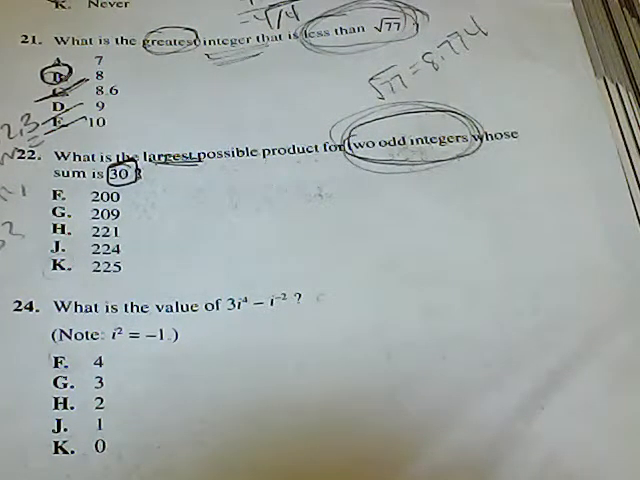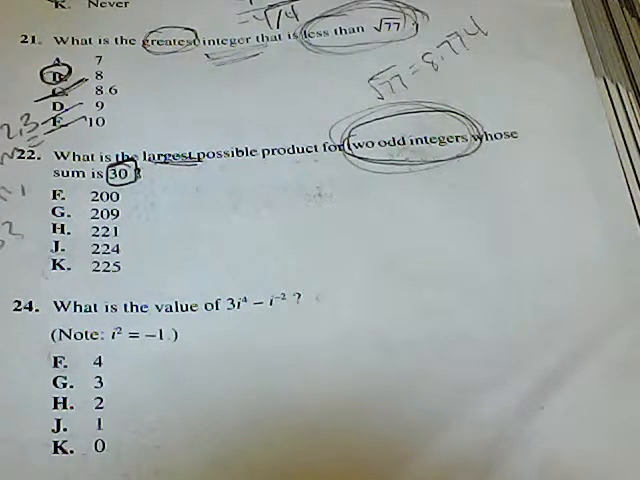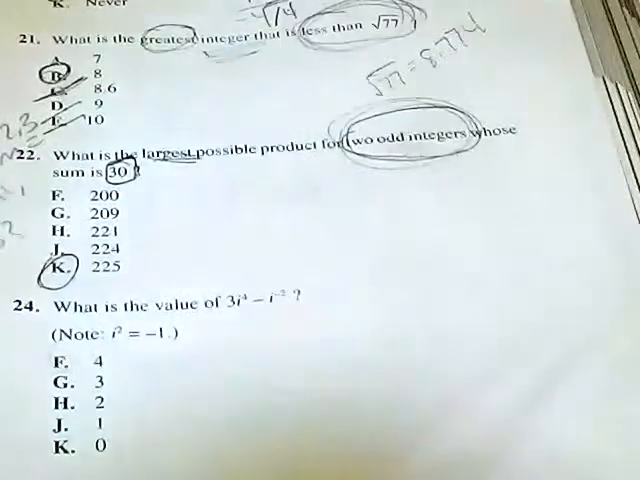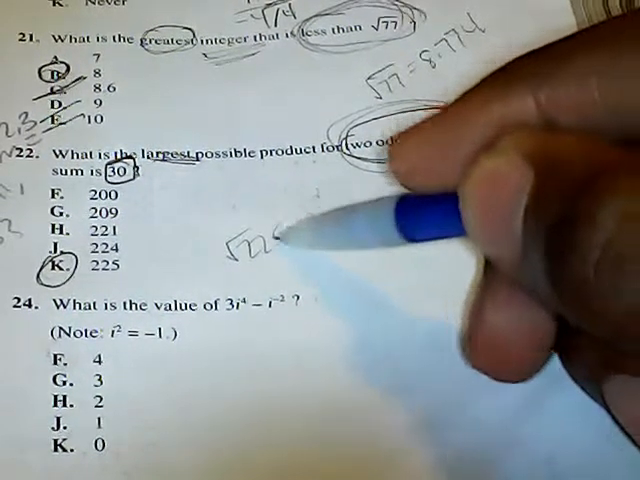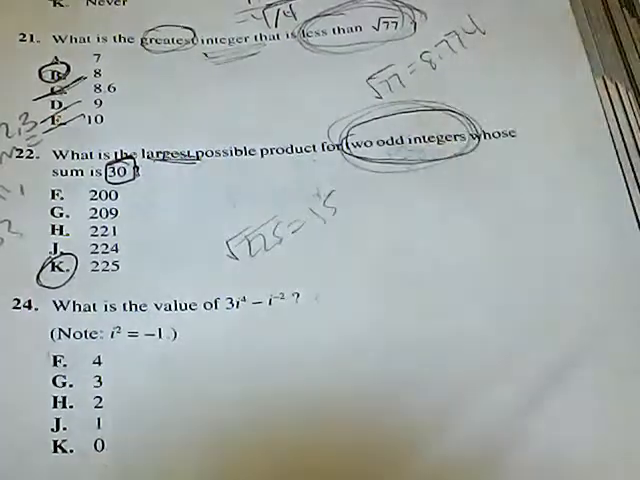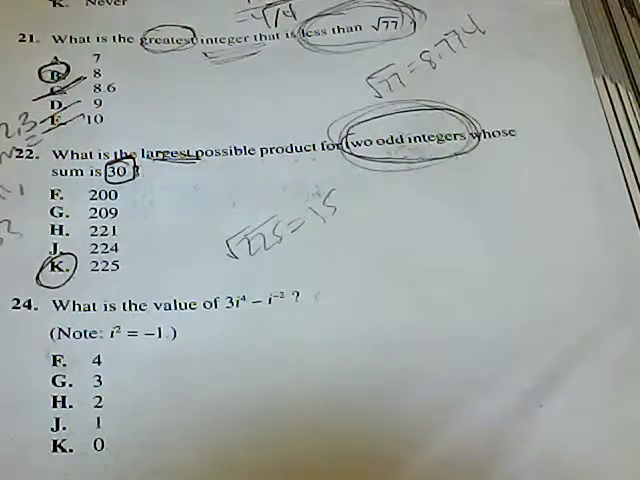Off the bat, many of y'all may already know the answer. Many people who know the perfect squares may look at this and may look at K and automatically see the correct answer, because K, two odd integers whose sum is 30. The square root of 225 is 15, because 15 times 15 equals 225. So that's a fairly easy question if you remember your perfect squares.